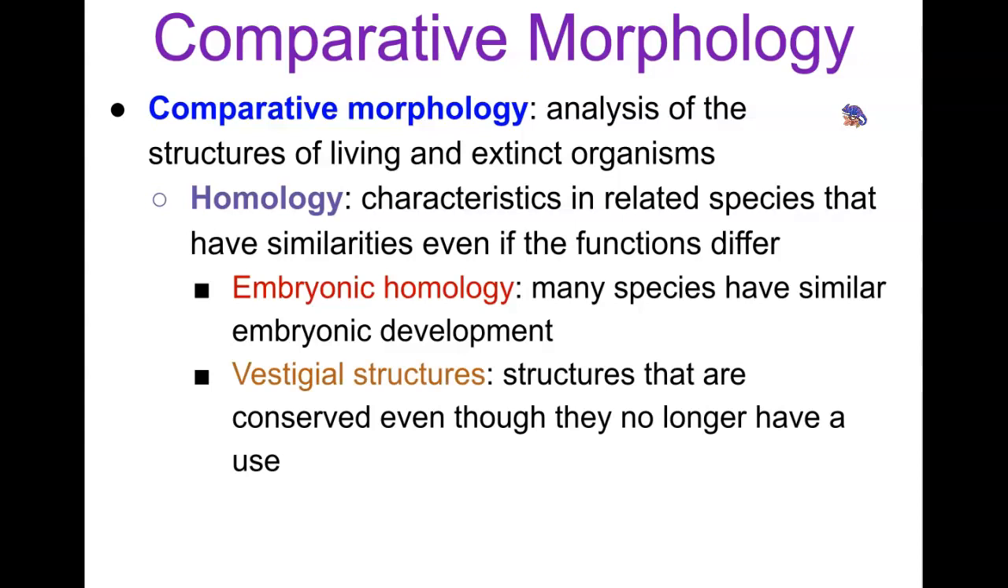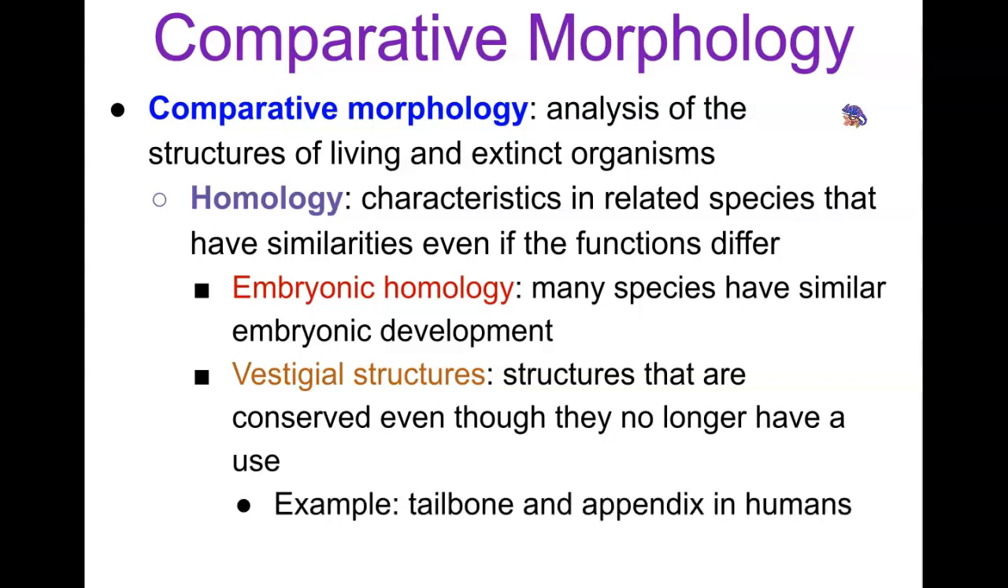We also look at vestigial structures. Vestigial structures are those structures that are conserved even though they no longer have a use within that particular organism. An example, if you think of the coccyx or the tailbone in humans and the appendix in humans as well. For example, the tailbone, as the name implies, the coccyx, which is the scientific name for it, would have been the attachment point for a tail. But we as humans no longer have tails, but we still have evidence of that tailbone in us.